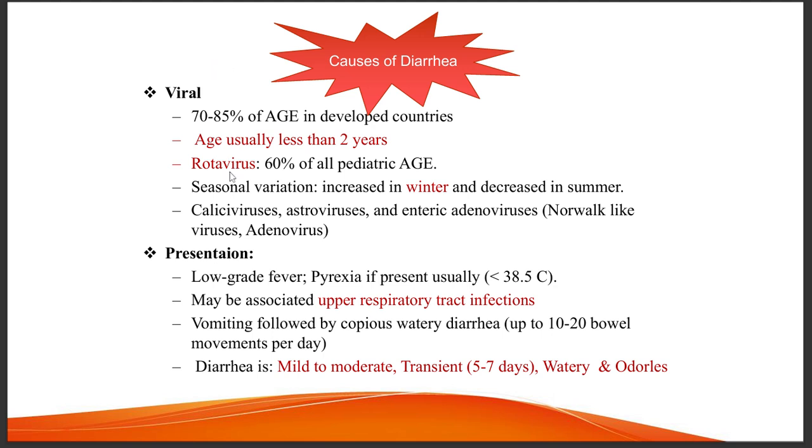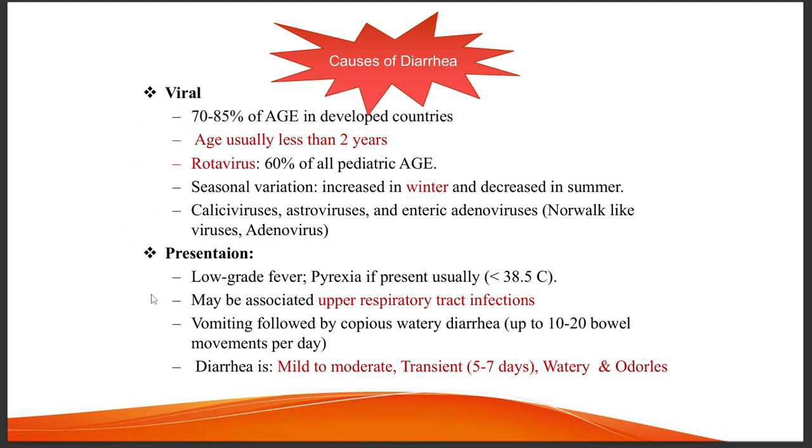So viral diarrhea has a seasonal variation. The cases are going to be higher in the winter, and they decrease in the summer. You have other viruses that can cause acute gastroenteritis, like the calicivirus, astrovirus, Norwalk virus, adenovirus. Most of them are supposed to be enteric viruses, because this is diarrhea, it affects the GIT. Respiratory viruses cause problems to the respiratory system. All right, so that is basically that.